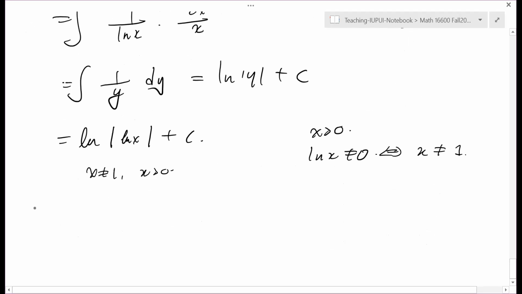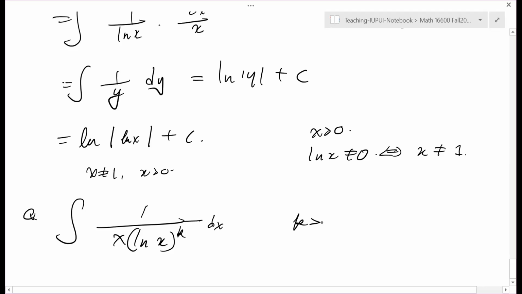Now, if I increase the power to power k, k is any number greater than or equal to 1. What can I get? I can let k be 2022. I can let k be 3, could be 5, and then put the problem on the test. But the method is the same, so you can solve the problem.